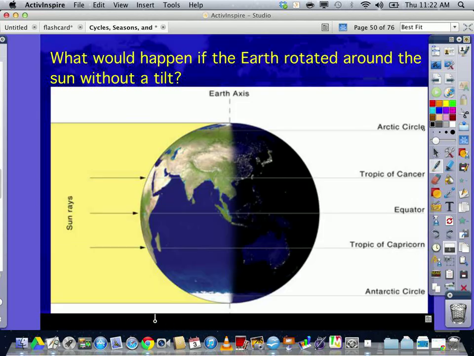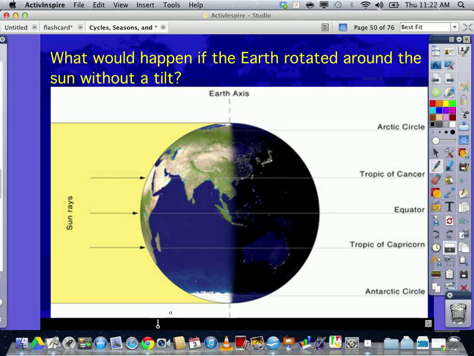This question we've asked a couple of times. We ask in lab, and we've discussed it a little bit, but we've never said the answer. So, what would happen if the Earth rotated around the sun without a tilt? The answer is there would be no seasons at all. So write that explanation on your notes and draw a picture to illustrate. If the Earth rotated without a tilt, there would be no seasons at all.